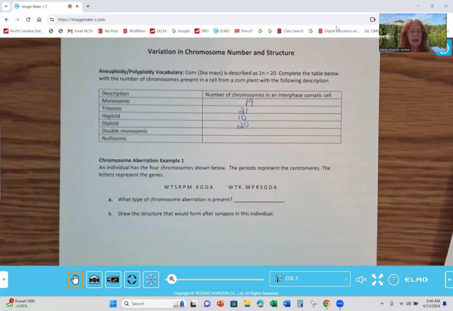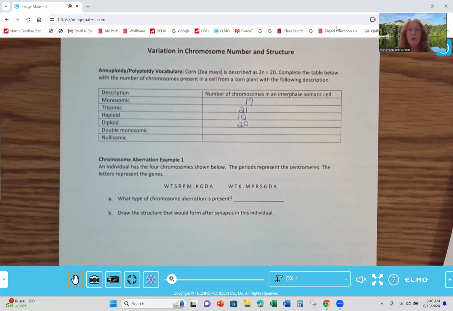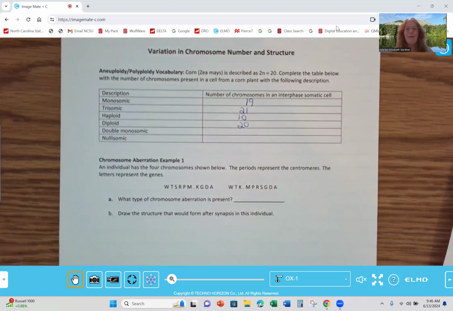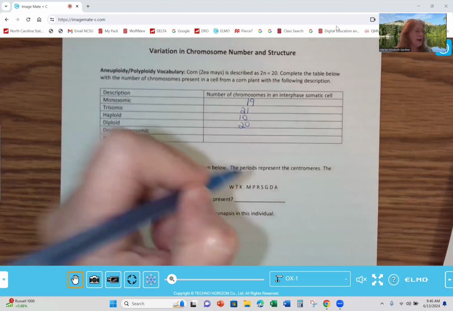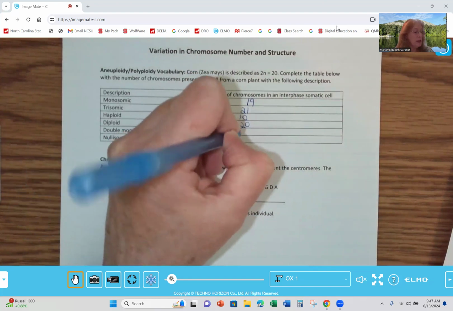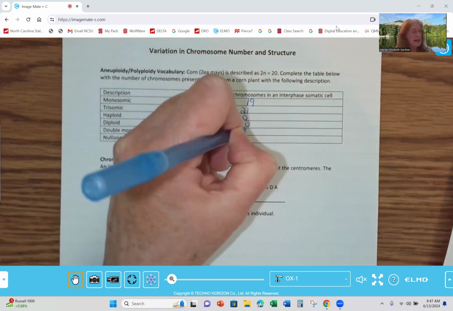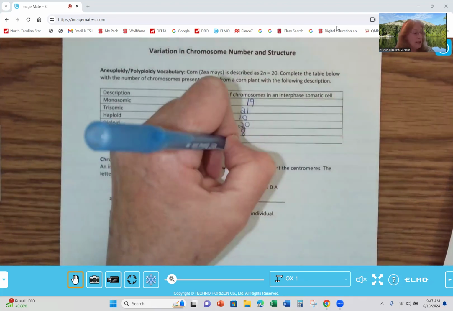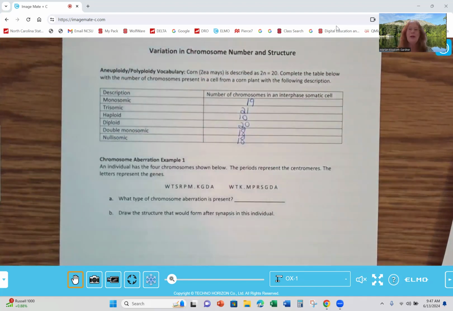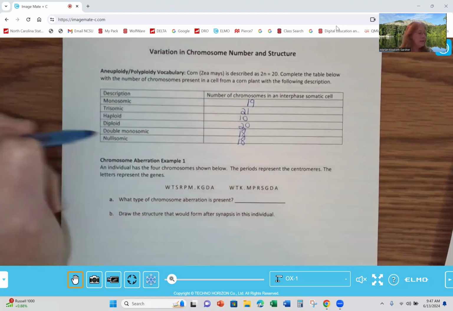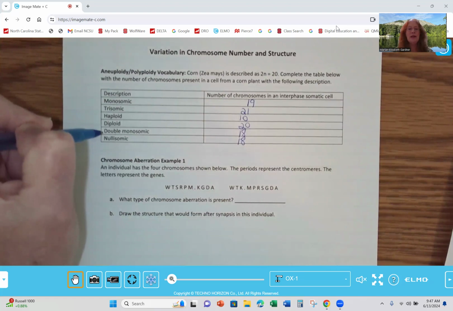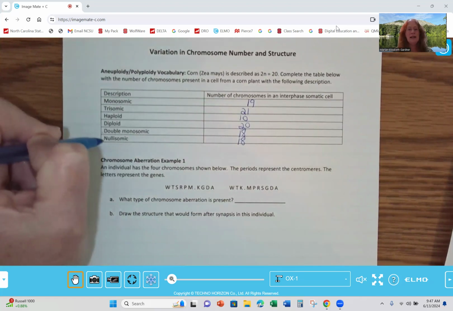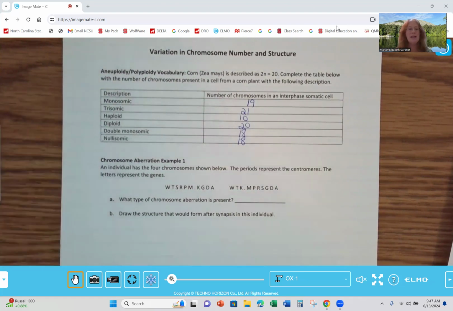A double monosomic means that the corn plant is missing 1 chromosome from 2 different pair numbers. So instead of having 20 chromosomes, it's missing 2 chromosomes that are different pair numbers. So it has 18 chromosomes. A nullosomic corn plant also has 18 chromosomes, but the 2 that are missing here are both the same pair number. So that's the difference between the double monosomic, where the 2 missing chromosomes are different pair numbers, and the nullosomic, where we don't have any of a particular pair number because both of the missing chromosomes are the same pair number.